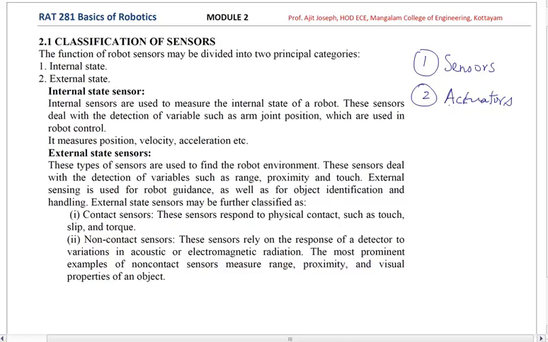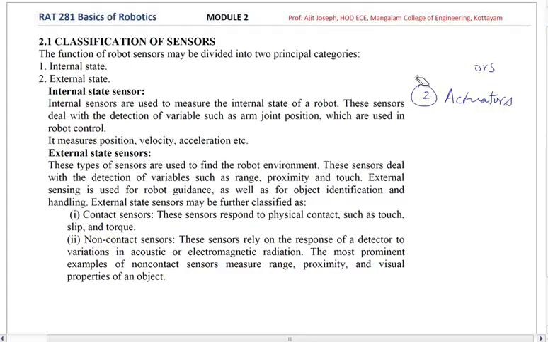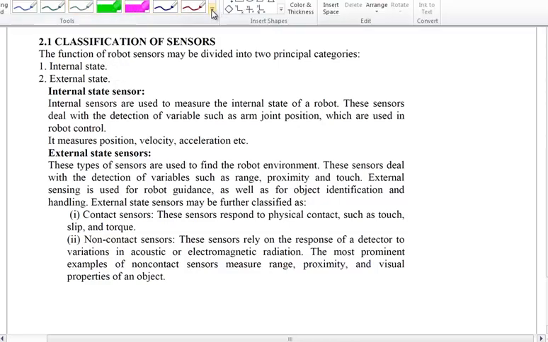And sensors is a very important section in robotics because the robot is able to understand the world around itself or its own condition with the help of sensors. First, we will look into the classification of sensors. The sensors can be broadly classified into two categories. Some sensors are called internal state sensors and some are called external state sensors.